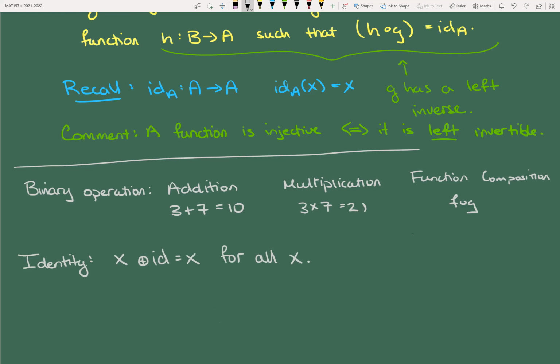Okay, so the identity is the thing that when you act it through your binary operator on any other element, nothing changes. Does that kind of make sense? So somebody tell me, what is the identity for addition? For addition, the identity, I'm going to call that ID plus. 0, exactly. For multiplication, 1, exactly. And for function composition, unsurprisingly, it's the thing I just mentioned, right? It's the map which just sends X to itself.